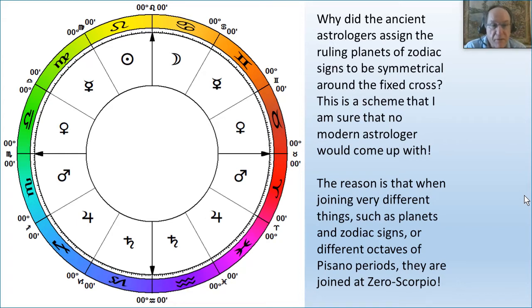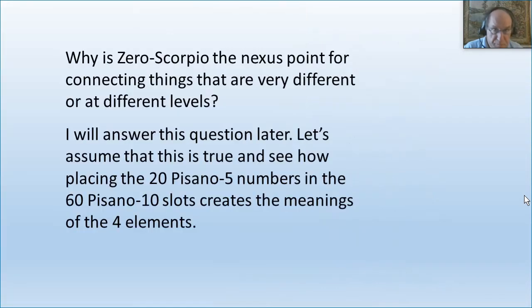That's how it's done. Now, why? I have here on this slide, why is 0 Scorpio the nexus point? Why is 0 Scorpio the connecting point? Why is it the point that connects very different things or different levels? I will answer this question later. In fact, I'm going to answer it in a whole separate video because it takes a while. But for now, just take my word for it. To give you a hint, it's based on prime numbers.